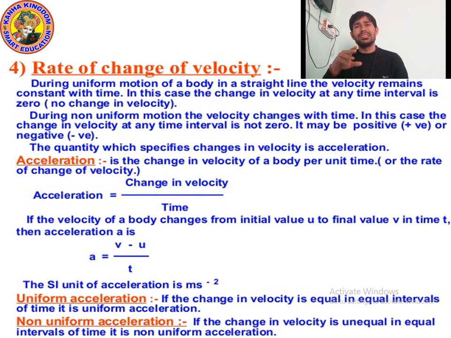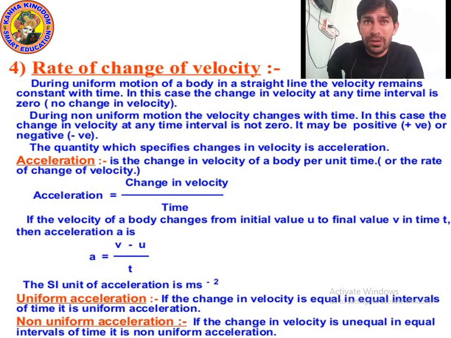In this case, the change in velocity in any time interval is zero, means there will be no change in velocity because the motion is in a straight line, uniform motion. But in non-uniform motion, the velocity changes with time. Means the change in velocity in any time interval is not zero. It may be positive or negative. So the quantity which specifies the change in velocity is acceleration.